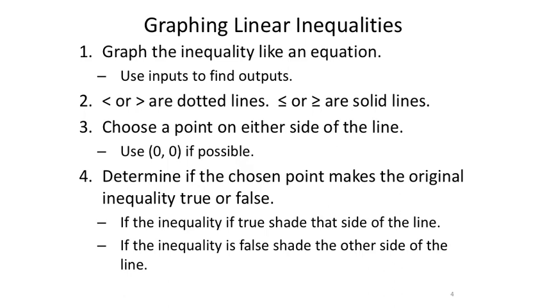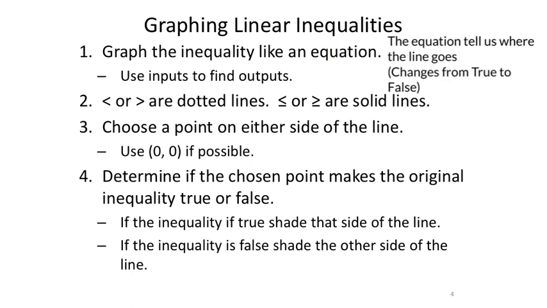So when graphing linear inequalities, we're going to graph the inequality just exactly like it were any regular equation. So again, we're going to use inputs and outputs, but whatever the inequality is, I'm actually going to ignore it and treat it like an equation, because the equation is where the line is. So the line tells us where we're changing from either true to false or false to true, and vice versa.